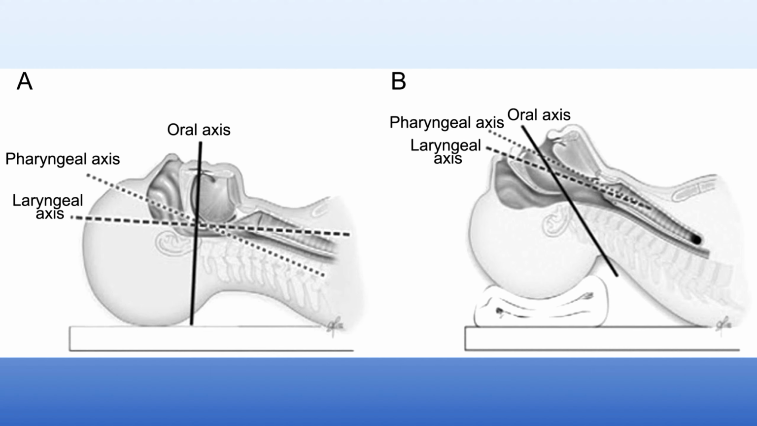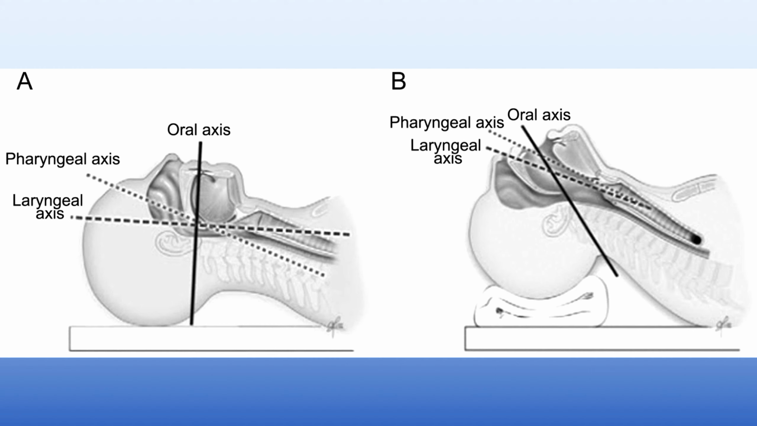In order to look in someone's mouth and be able to see the vocal cords and the trachea beyond, we talk about 3 different axes. 2 of them are nearly in line already. So if you were looking from the back of the throat, you could almost see down the windpipe. But if you're looking in the mouth, you'd just be looking at the back of the throat.